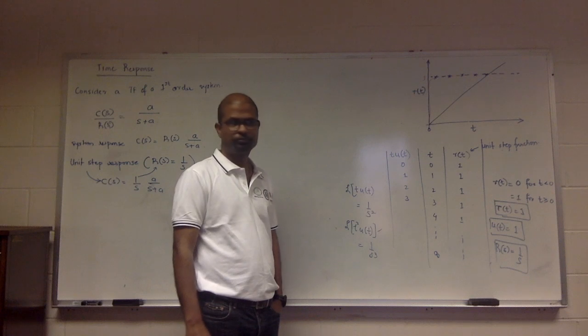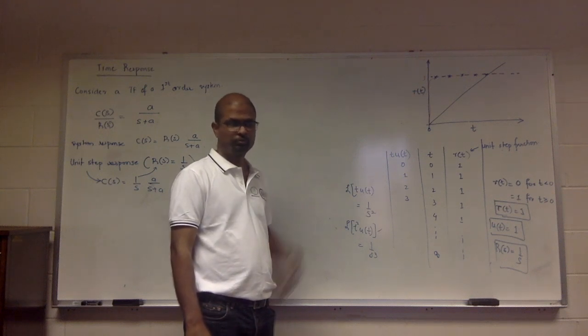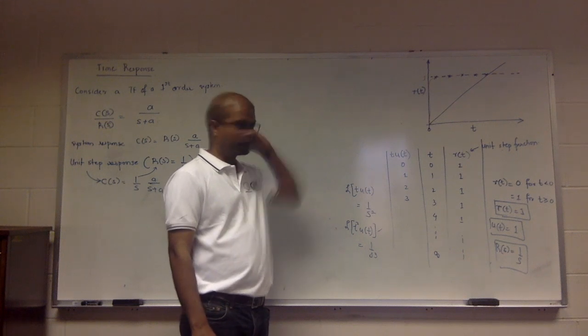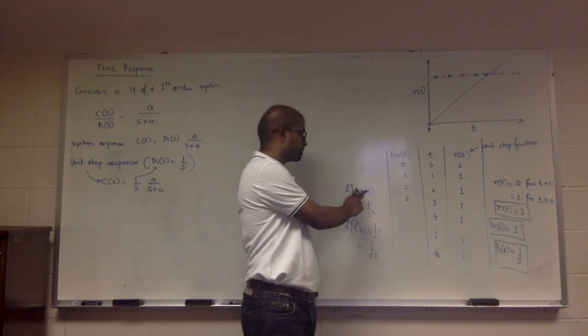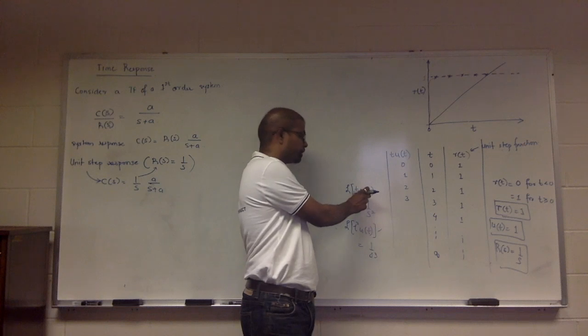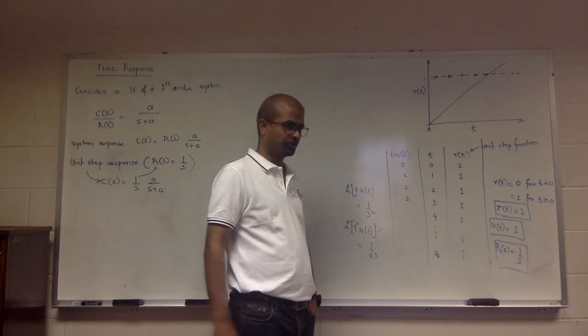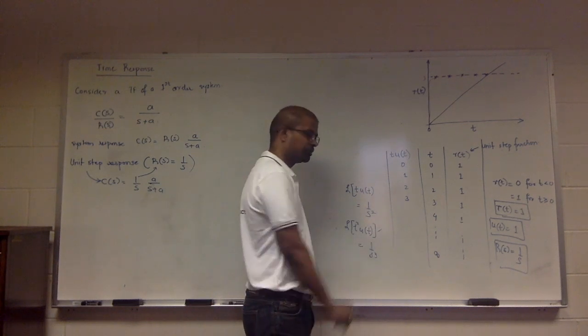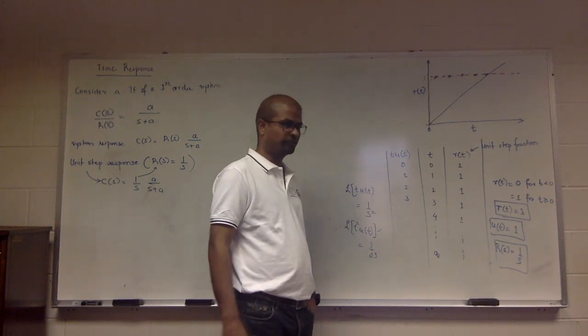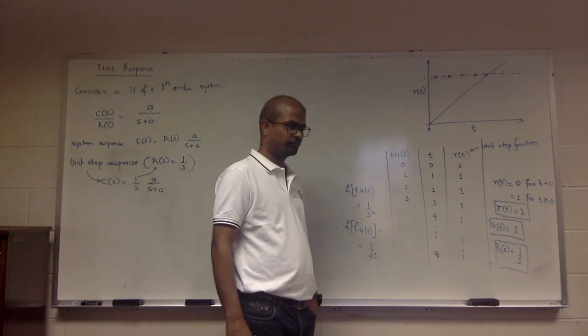Are you considering the t and the u of t as the same thing? u of t is the unit step function, okay? Together they become the ramp function. Together this becomes the parabolic function. You got it?